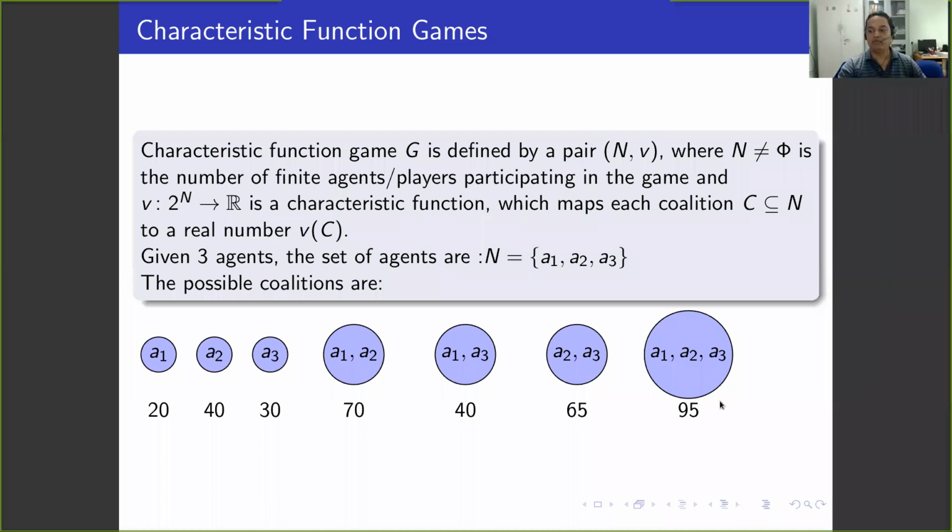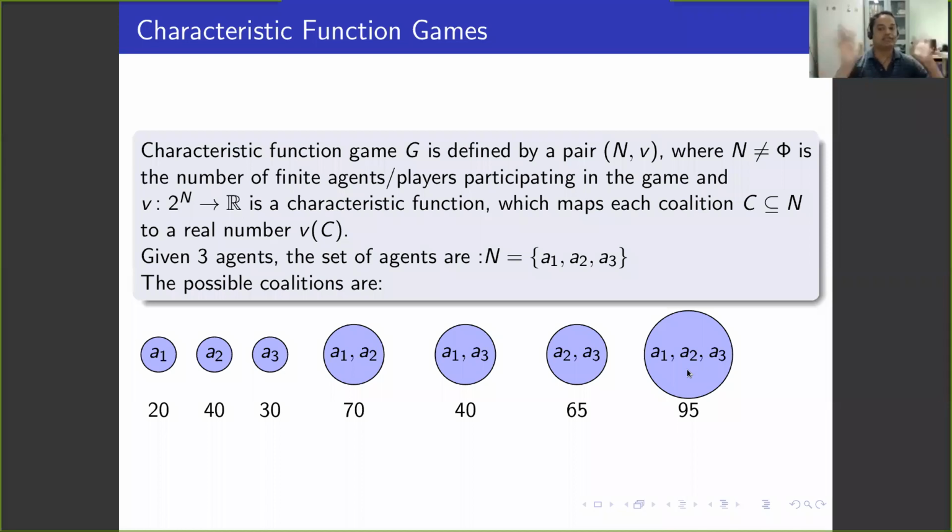Similarly, if A1, A2, A3 work together, the total profit is 95. On the other hand, if they work separately, A1 separately, A2 separately, A3 separately, then 20 plus 40, 60, 60 plus 30, 90. So they will prefer to work together.